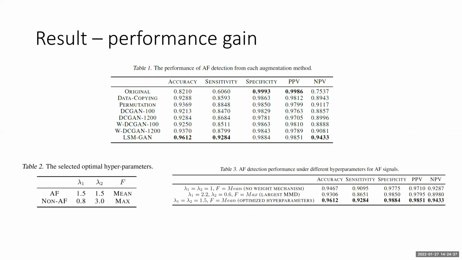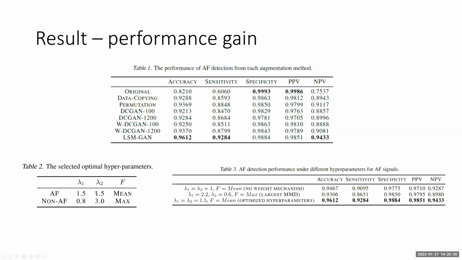Then we use the synthetic signal generated from our GAN to balance the training set, and use the ResNet, which is a very popular deep network, trained on this new and balanced training set. Table 1 shows the performance of different data augmentation methods. We can see using data from our GAN to train the classifier can improve accuracy by 14% compared to training on the original unbalanced data, and 3% more compared to other baseline methods.